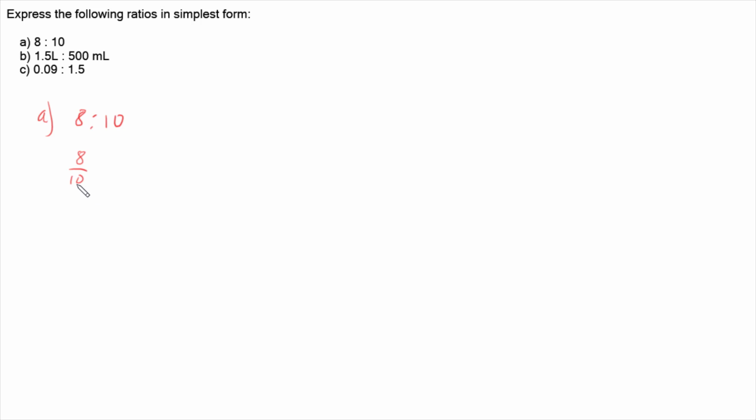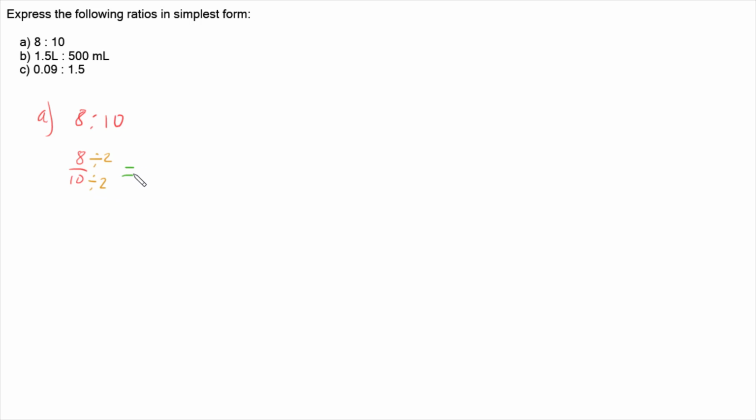And to do that, we need to think about what's the biggest number I can divide both 8 and 10 by. Now they're both even, so I can divide them both by 2. Is there anything bigger? Well, 8 can be divided also by 4, but I can't divide 10 by 4. 8 can also be divided by itself, 8, but I can't divide 10 by 8. So let's divide both of these by 2.